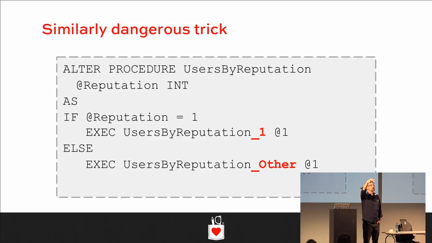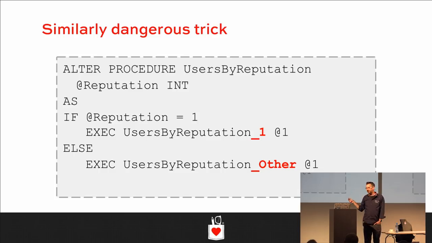The second stored procedure will also get parameter sniffing. Whenever he runs, he will get sniffed for a value of, it doesn't really matter, it's something other than one. And as long as everybody else gets the same execution plan, they will get the seek plus the key lookup.